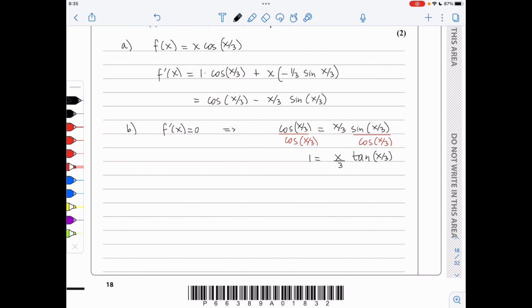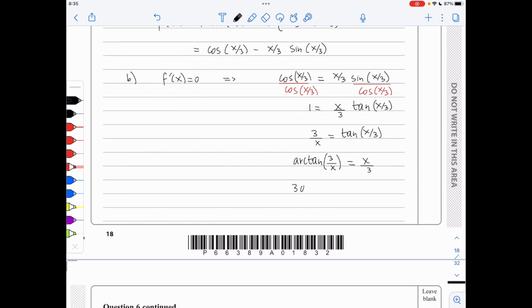And now we'll try to isolate tan, so I can say that 3 over x is tan of x over 3. So arctan of 3 over x is equal to x over 3, which leads to 3 arctan of 3 over x is equal to x, and therefore k is 3.